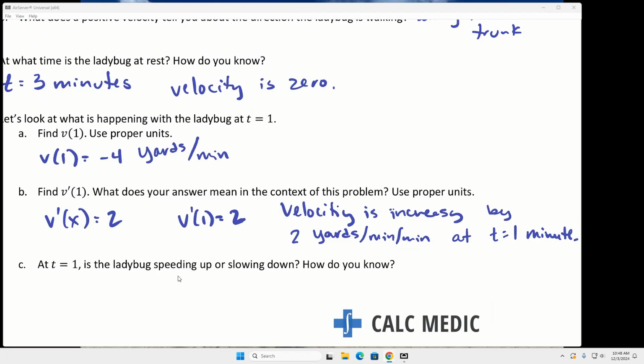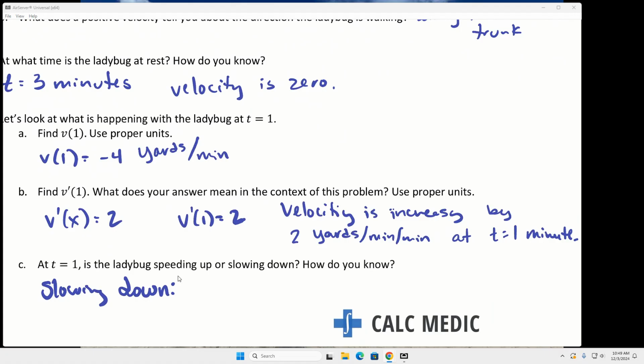Okay, this is the big question. The velocity at time 1 minute is -4. The acceleration is +2. So what do you guys think? Is the ladybug speeding up or slowing down? And the reason is the acceleration and velocity are working against each other. The ladybug is pushing this way. The acceleration is pushing this way. So the acceleration is slowing it down.